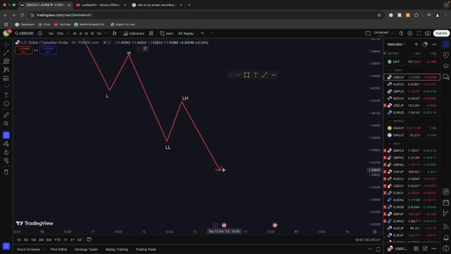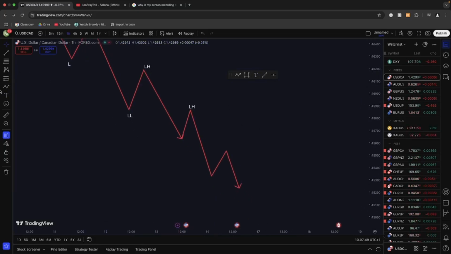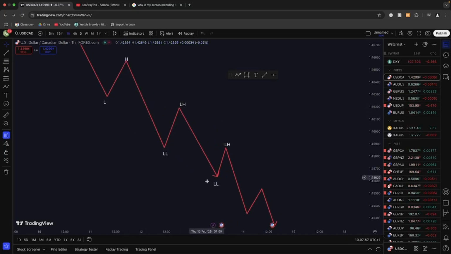Let's keep this going a little bit. Now here we have another high, but this high is lower than the previous high, so it's a lower high. Here we have another low, but this low is lower than the previous low, so we have a lower low. So yeah, if this continues, then this is a downtrend. The downtrend is just lower highs and lower lows. An uptrend is just higher highs and higher lows.